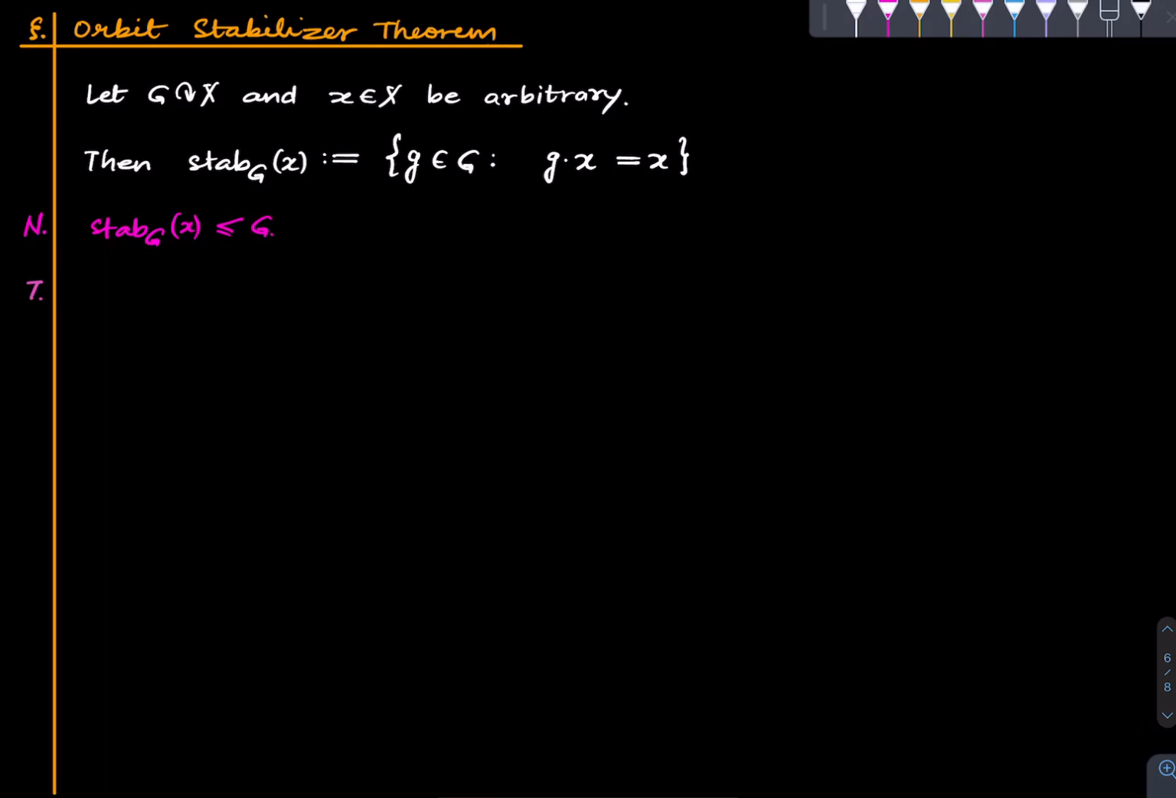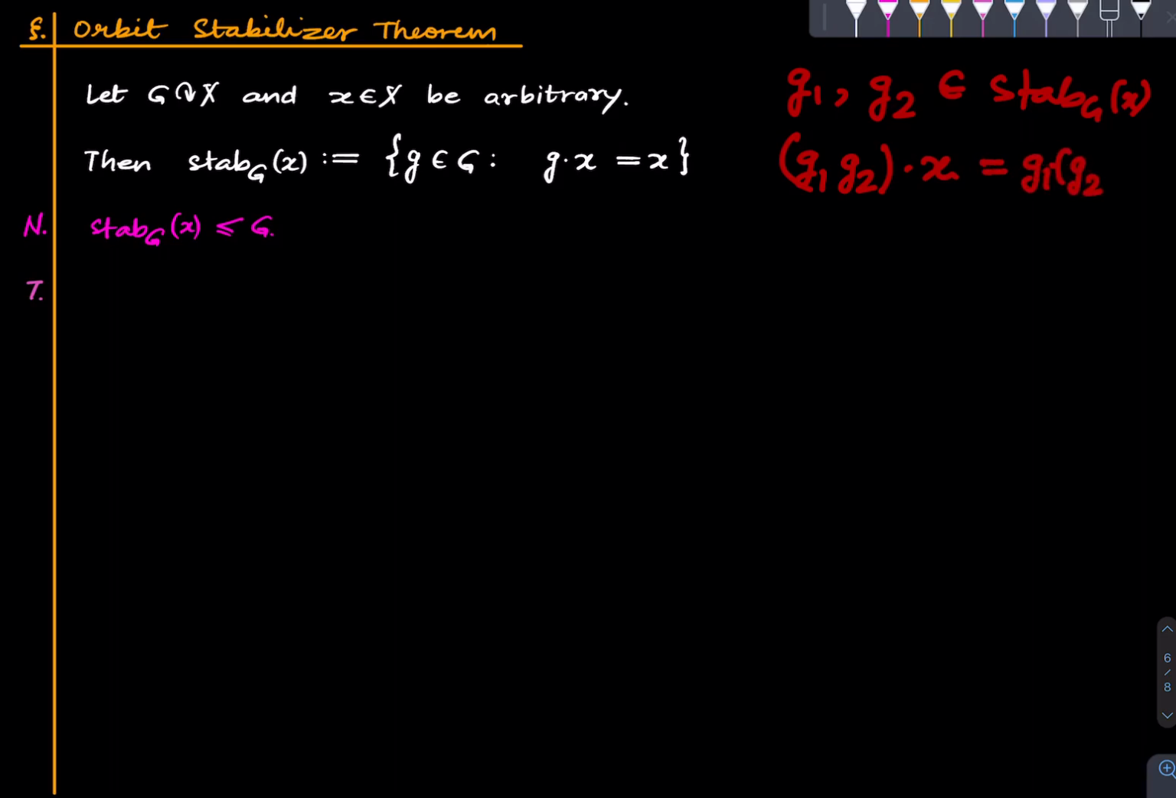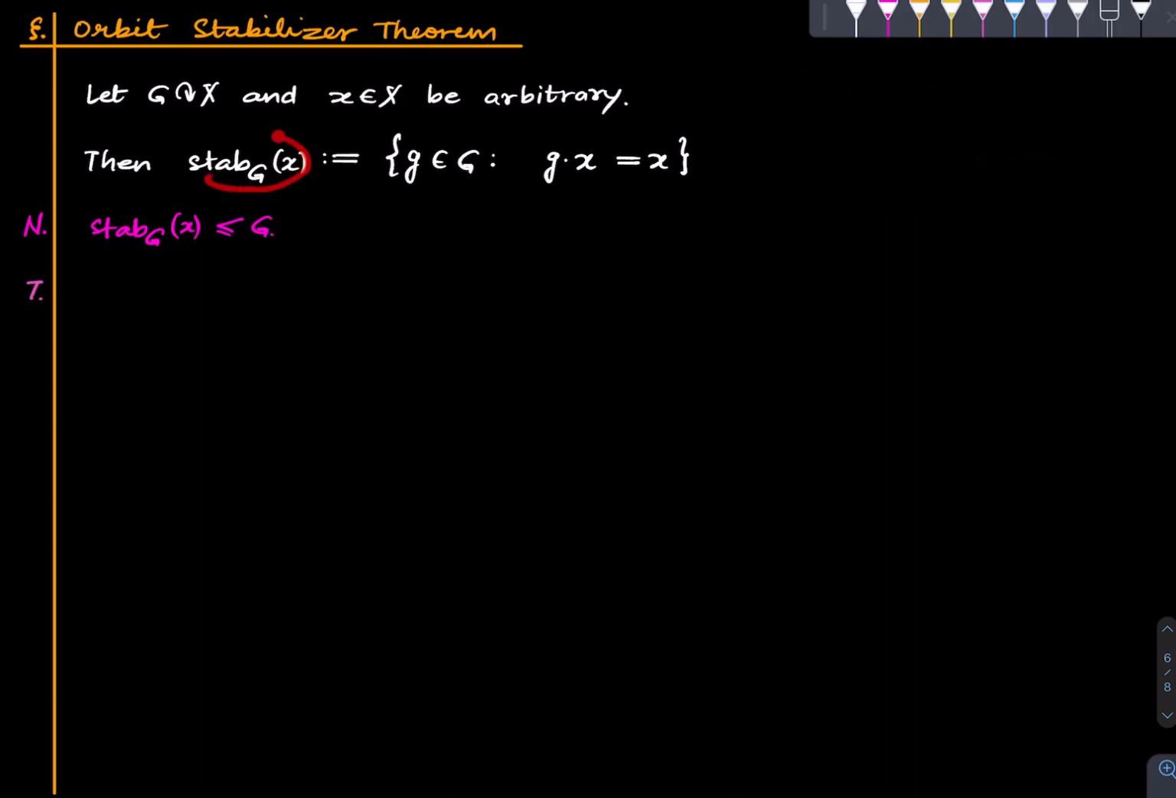It is clearly closed under products. If you take g1 and g2 in the stabilizer, then we want to show the product g1 g2 is also in the stabilizer. So to do that, we need to find out what this is. By the rules of the action, it's g1 dot g2 dot x. But since g2 is in the stabilizer, g2 dot x is x. So the above becomes g1 dot x, but g1 is also in the stabilizer, so this is equal to x. Therefore, g1 g2 dot x equals x, and hence this is also in the stabilizer. So this is closed under products, and similarly you can show it is closed under inverses, and therefore we have a nice subgroup.